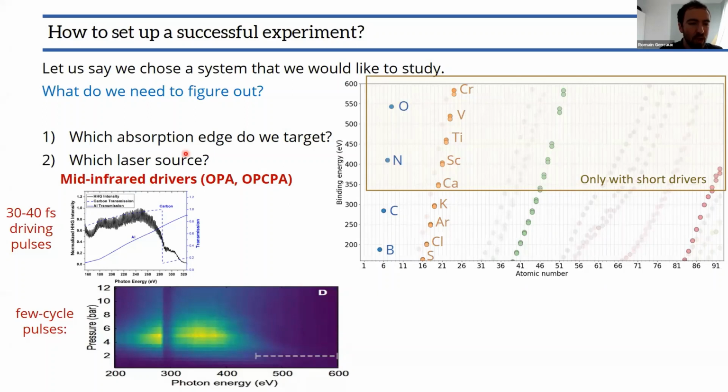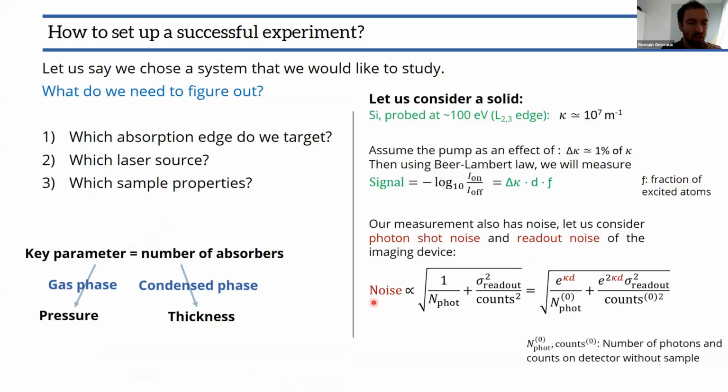Now what's left to figure out is what kind of sample you can use with this technique. The key sample property that you have to think about is the number of absorbers. This is what you can tune. If you're in the gas phase, you can tune this with the pressure of your system. If you're in a condensed phase, you can tune it with the thickness of your solid. This is what's going to determine the level of signal that you can measure, depending on the noise structure of your apparatus.